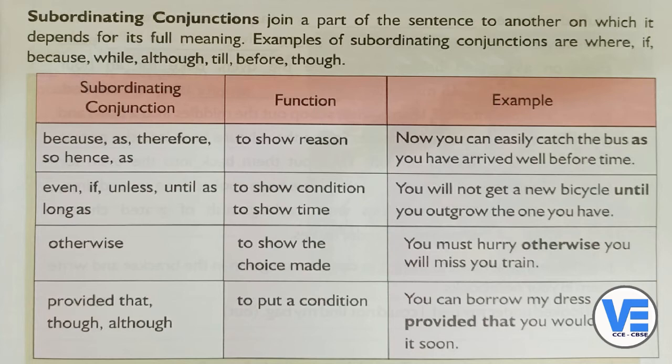The next one is otherwise. Otherwise is also a subordinating conjunction which is used to show the choice made. It is used to make a choice, like "or," right? So here, "You must hurry, otherwise you will miss the train." So here he has to make a choice. What is the choice here? If you don't hurry, you will miss the train. So you must hurry, otherwise what will happen? You will miss the train.